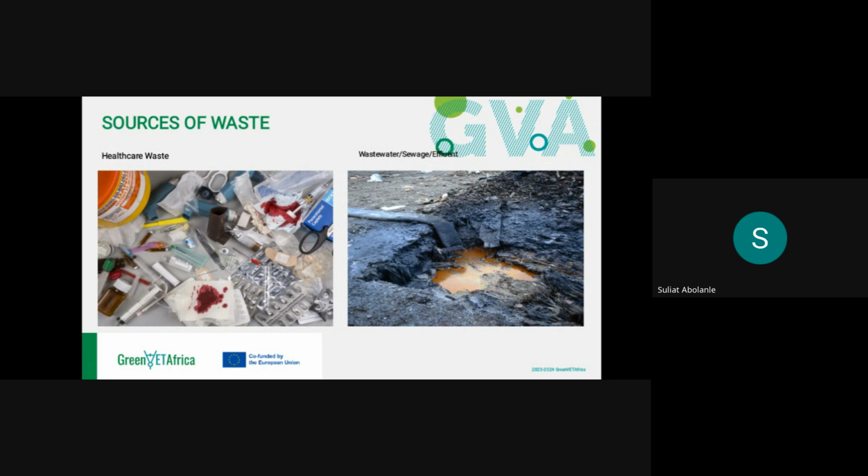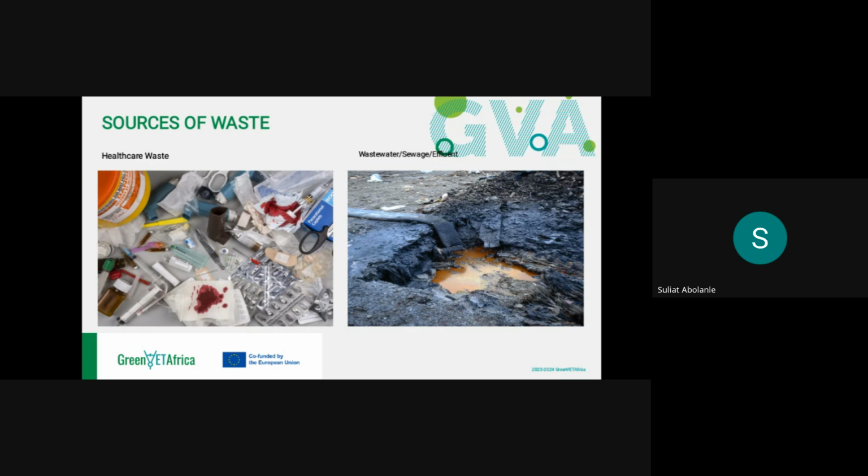Then we have wastewater, sewage and effluent. This one refers to wastewater from human and animal excrement and all those things, and you have sewage too. Then you have effluent from companies, when they discharge the waste from their chemical processes, the supposed wastewater.